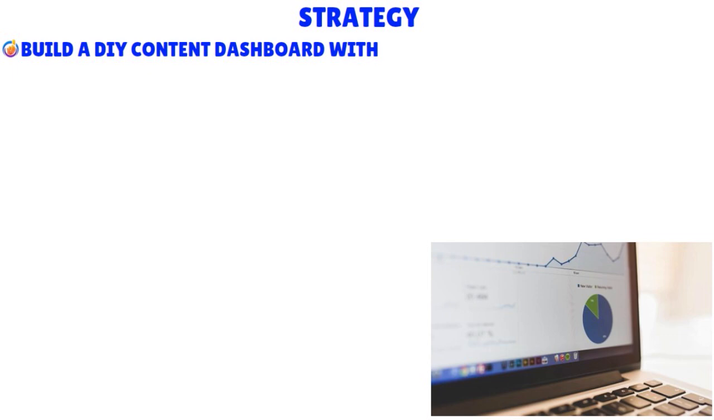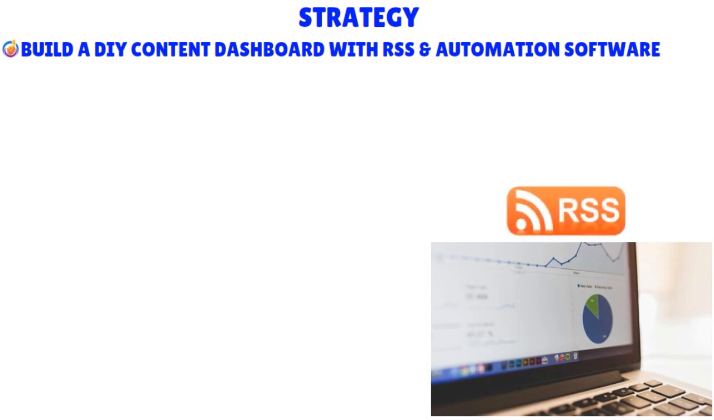So let me talk to you about the strategy here. How do you actually build a content dashboard in 4 different ways? The first thing you want to do is build a DIY content dashboard with RSS and automation software. That's going to be very powerful. Let me explain. So if you are keen to build your own content marketing dashboard but are not overly technical, don't panic. Some content marketing data can actually be extracted from tools via RSS feeds. And all it takes is a simple copy and paste job, okay?